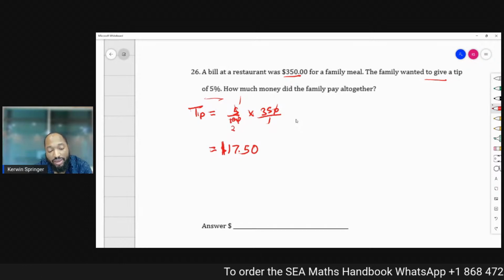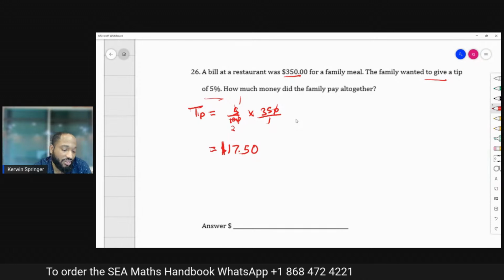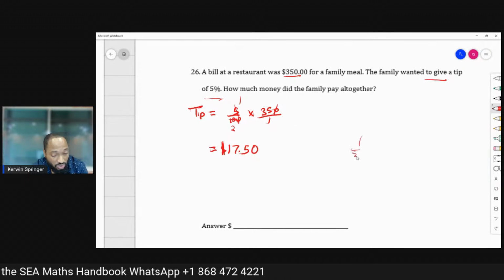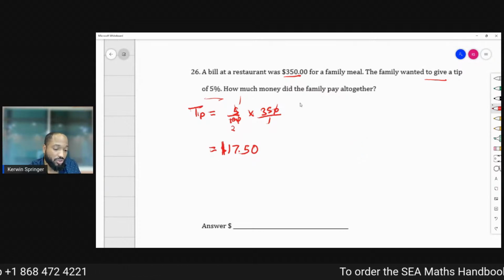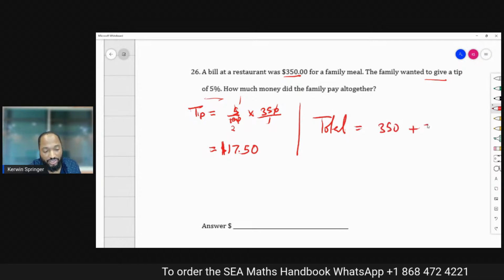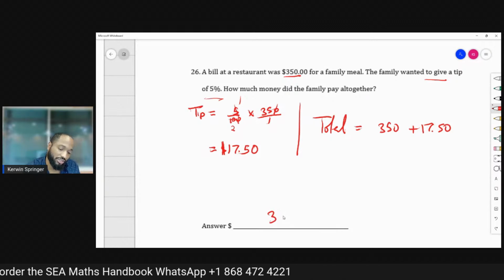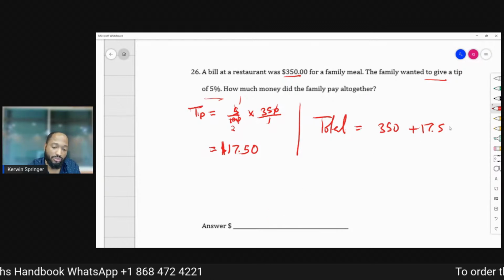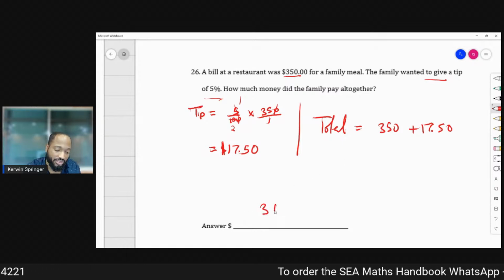You're basically multiplying 5 by 3.5, which is 17.50. 17 remainder 1, and you put the 1 over the 2 because they divide by 2. So 17.5 is good. That's the tip though. So the total is going to be the 350 plus the 17.5, which is 17.50, yeah? 350, 17.5. So 3, 6.